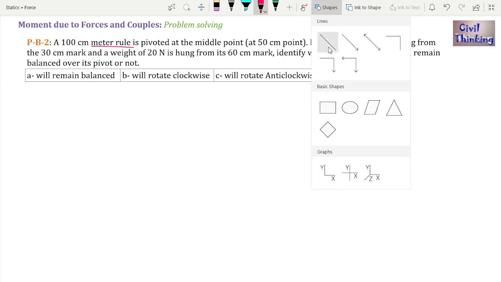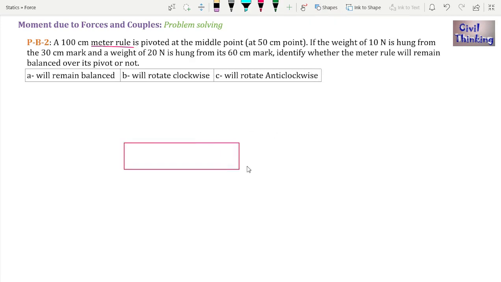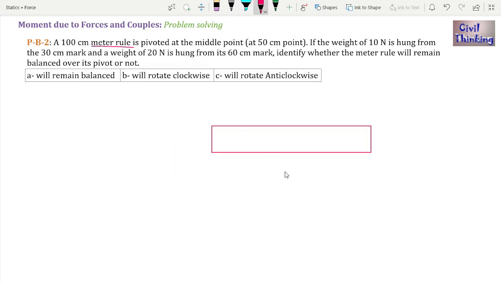Let me draw it first. Here the reading is 0, and here the reading is 100 centimeter. Now it is pivoted at the midpoint. Let me assume the midpoint is somewhere here. Here it is 50 centimeter. It is pivoted here, which means it is supported by something at the 50 centimeter mark.